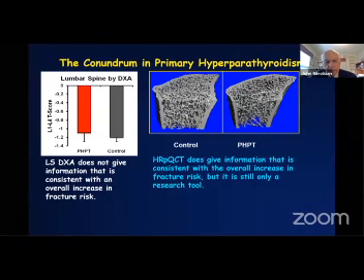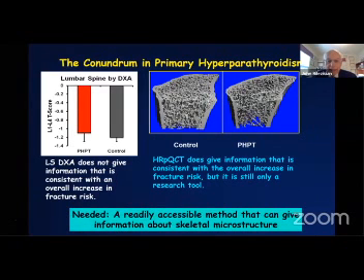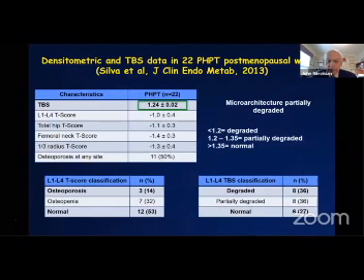Now, we do have a problem because if DEXA is not giving us the information we are looking for, and if HRpQCT is, but is not a widely available tool, it would be nice to be able to access another imaging modality that does allow us to look at this from a clinical point of view. And that technology is the trabecular bone score. I know all of you are very familiar with the trabecular bone score. It's an adaptation of that lumbar spine image by DEXA.